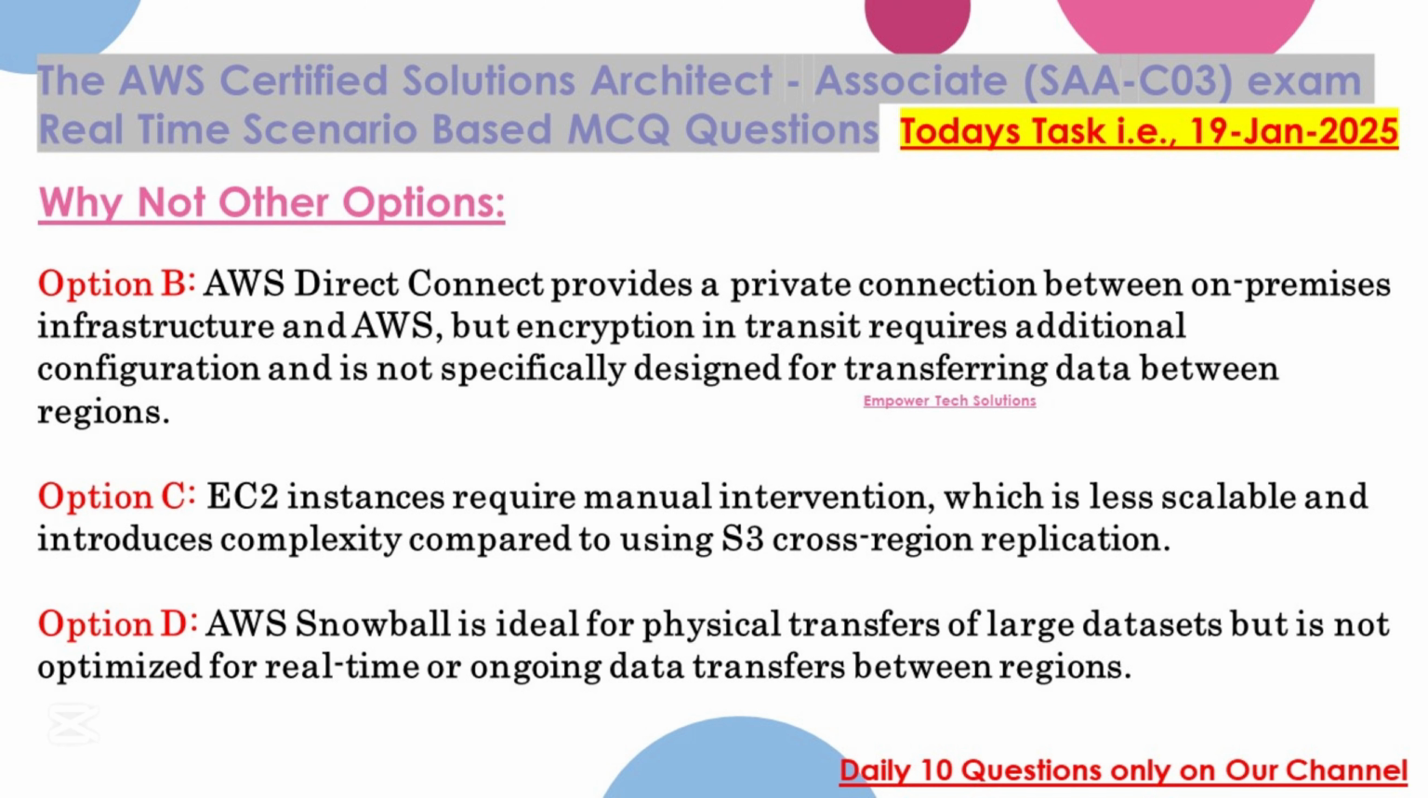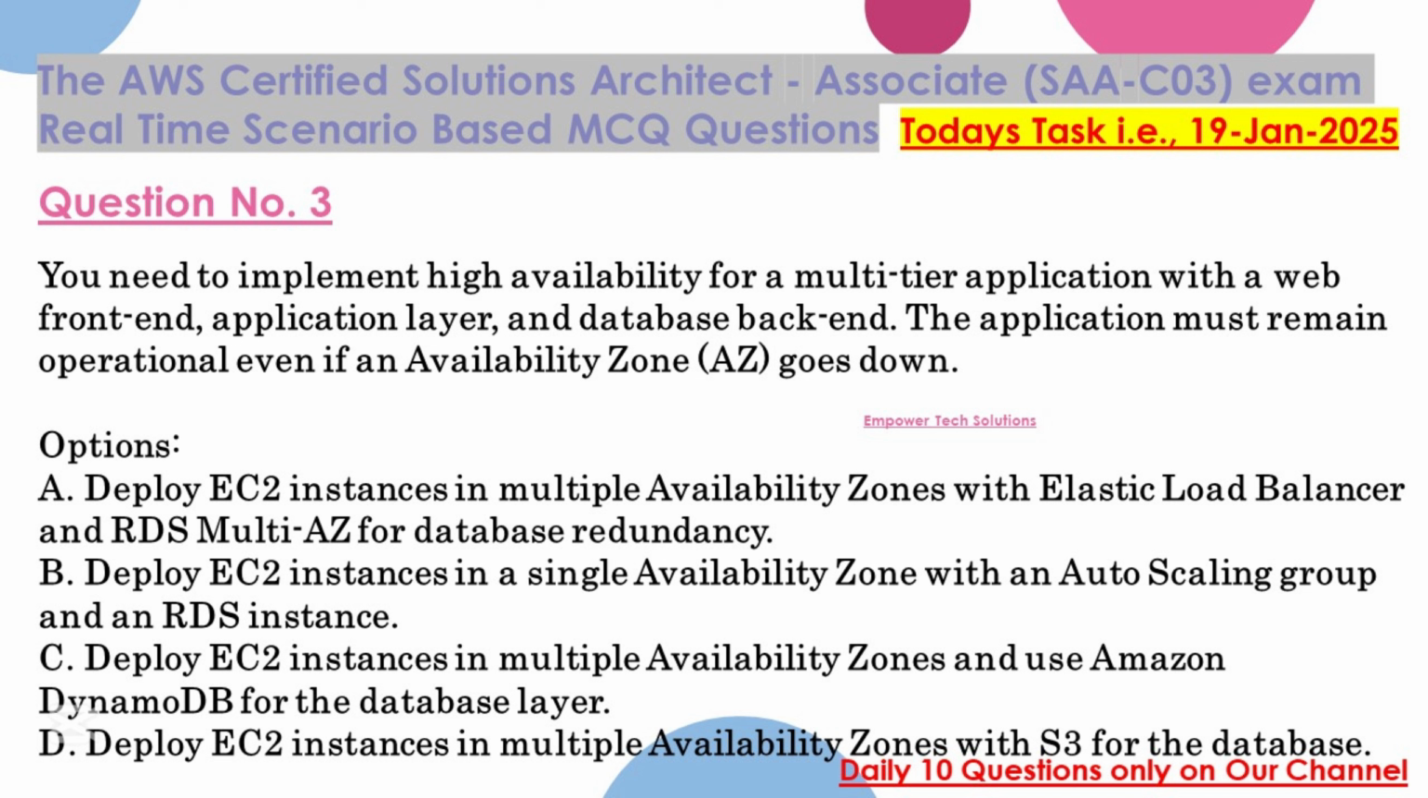Why not other options? Option B: AWS Direct Connect provides a private connection between on-premises infrastructure and AWS, but encryption in transit requires additional configuration and is not specifically designed for transferring data between regions. Option C: EC2 instances require manual intervention, which is less scalable and introduces complexity compared to using S3 cross-region replication. Option D: AWS Snowball is ideal for physical transfers of large datasets, but is not optimized for real-time or ongoing data transfers between regions.